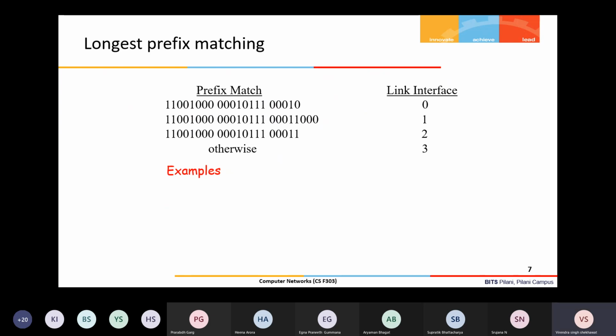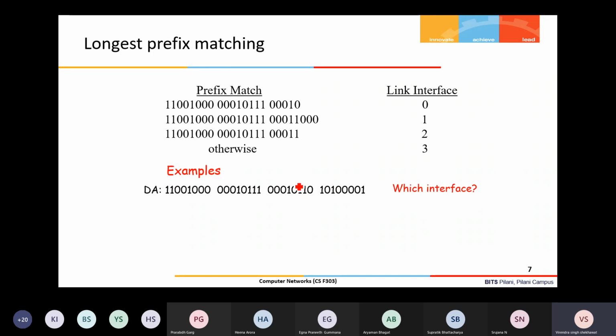Now let us see how this forwarding will be done. Let us say this is the destination address of a datagram which arrived at this router. This is the 32-bit IP destination address for that datagram. Can you tell me which interface this datagram will be forwarded to? Interface 0, you are saying. Sir, interface 0. Let us examine that.